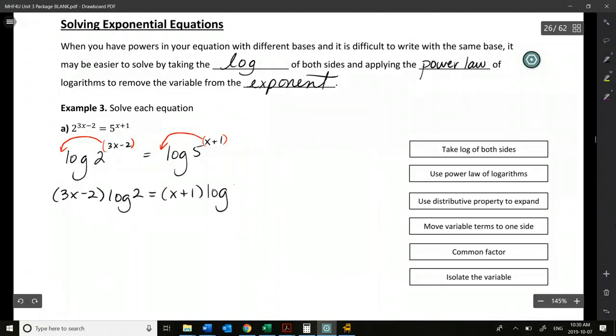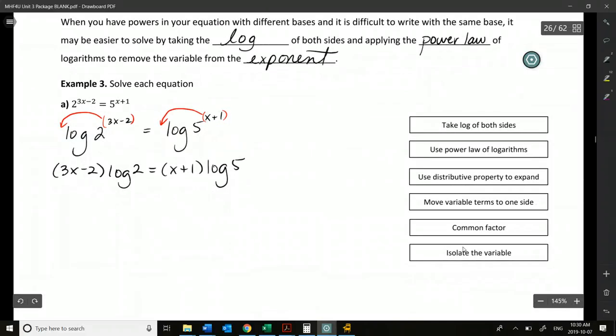Okay, notice that I stuck the exponents in brackets here because technically it's that whole exponent times the log of 2, so the 3x minus 2 all being multiplied by log of 2, and x plus 1, both of those terms being multiplied by the log of 5. So I really encourage you guys to write those brackets around your exponents.